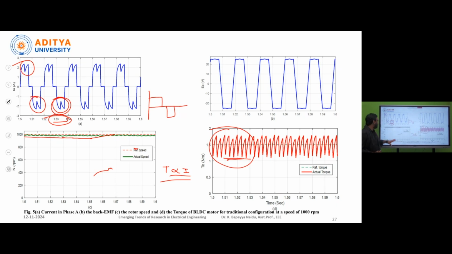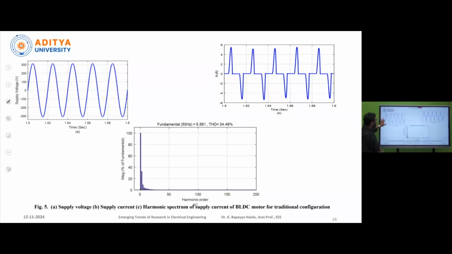Okay, and another point is that here we can observe that the supply current also completely deviates from its sinusoidal shape. Okay, then what happens? It is completely out of phase from the supply voltage. Then automatically the power factor will also decrease.